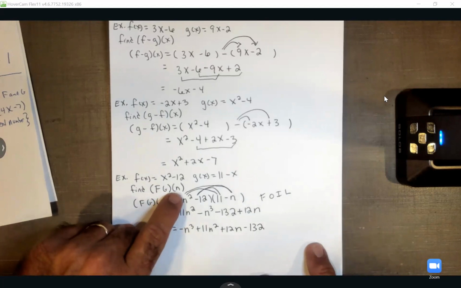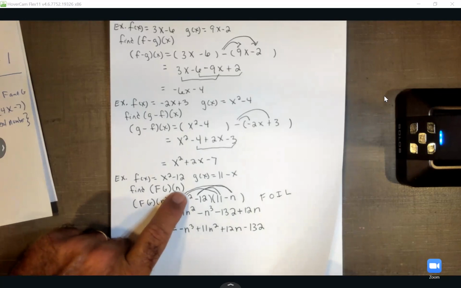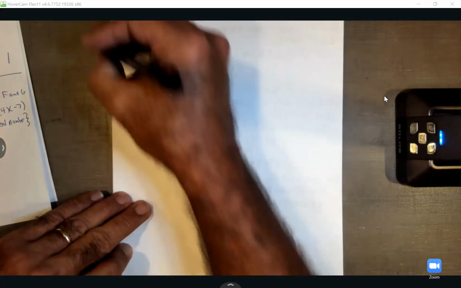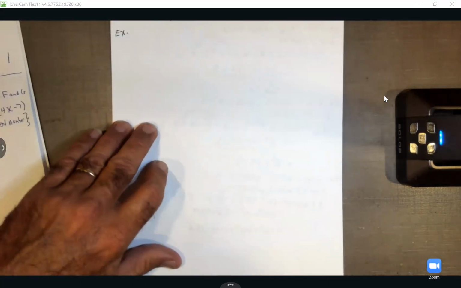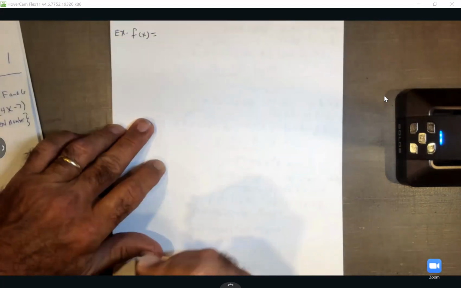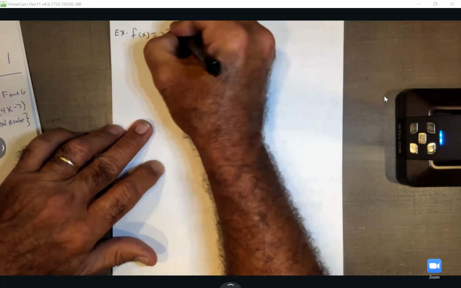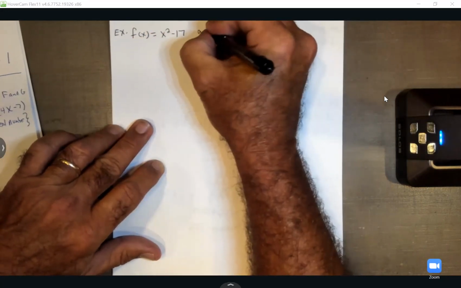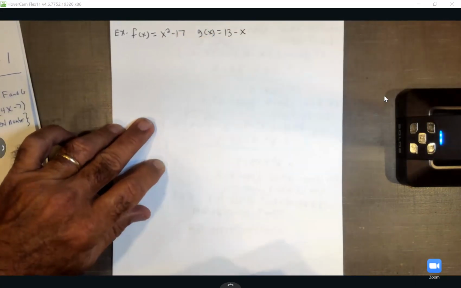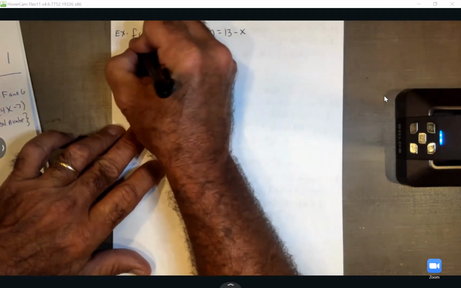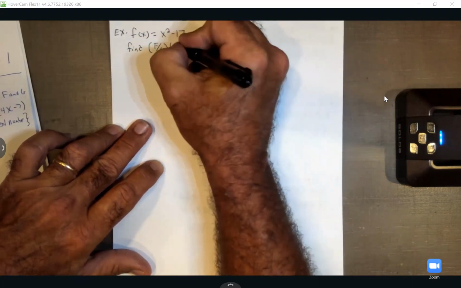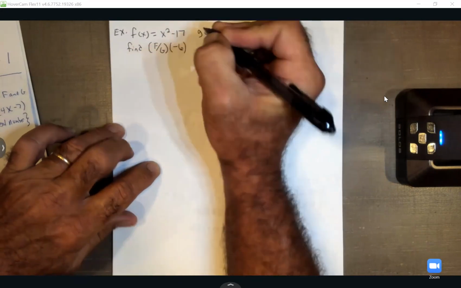All right, so like we said, watch for what they're giving us for these replacement values. One more of these, and I'm going to do another division, and then I'll play with y'all on some domain questions. So f of x equals x squared minus 17, g of x equals 13 minus x. On this one, they want us to find f divided by g of negative 6.